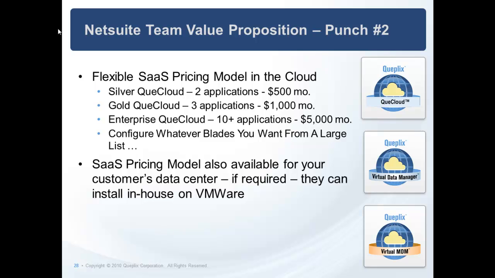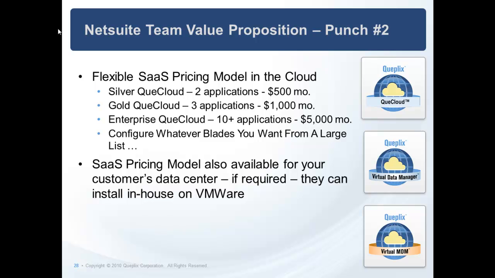Punch number two is that we have a flexible SaaS pricing model in the cloud. It's very easy. You pick the blades you need. They're bundled packages. Beyond that, it's either $500 or $1,000 a month, and you just configure what you need to get the connection points you want.